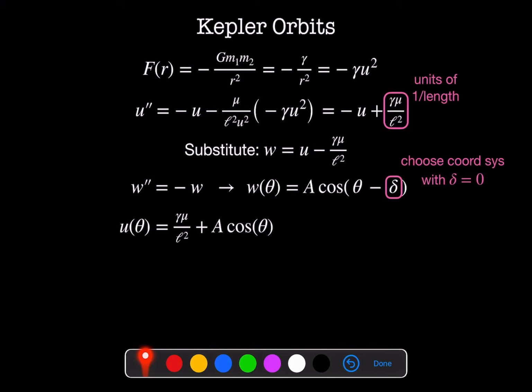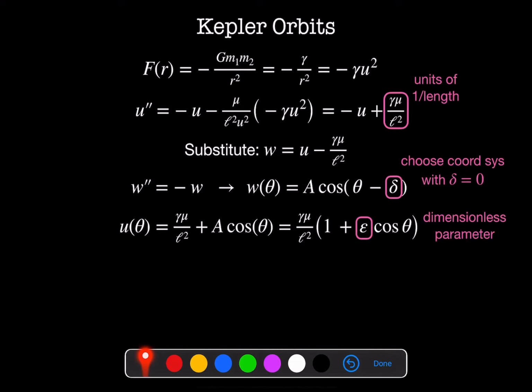When we go back to our U system, we end up with gamma mu divided by L squared plus some constant A times cosine of theta. Since A is just one of our constants of integration, it doesn't matter what A is, so I'm going to factor out gamma mu divided by L squared from that, and I end up with this constant gamma mu over L squared, 1 plus a new term, I'm going to call this epsilon, cosine theta.